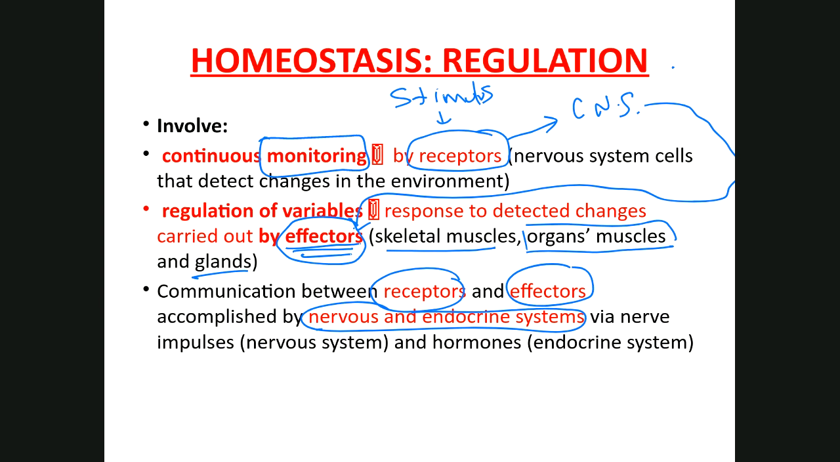So, for example, the stimulus could be an increase in body temperature. The effectors are going to act to either decrease body temperature and bring it back to homeostasis, and that response is called the feedback. So most feedbacks are going to reverse the stimulus and bring the body back to homeostasis. Some feedback mechanisms, however, are going to instead increase the stimulus and increase the level of change.